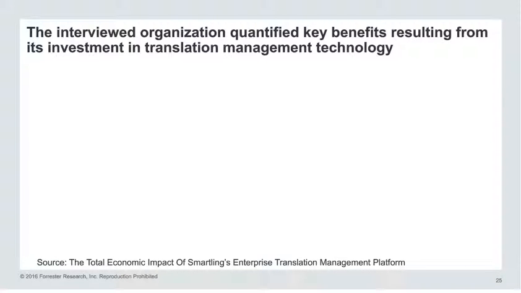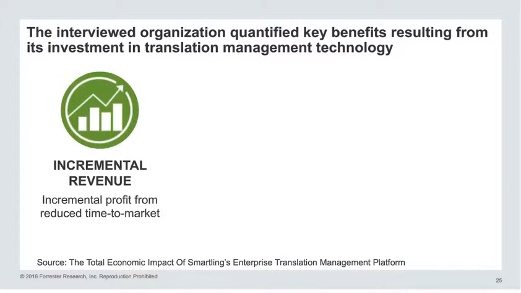Now, together with the interviewed organization, we identified three different benefit categories. So, how the organization benefits from the translation technology solution. And we quantified or estimated each in financial terms. So the first one is about incremental revenue from reduced time to market.